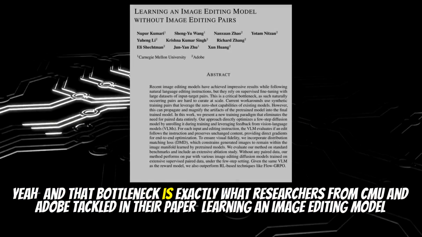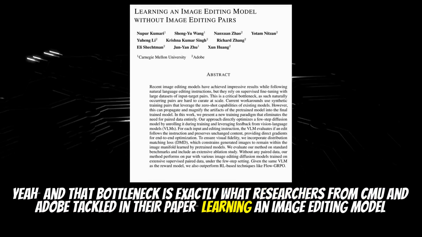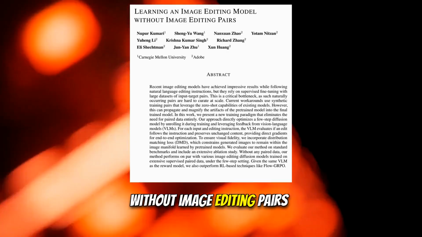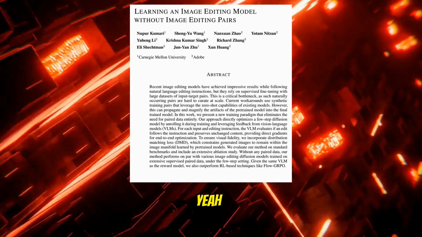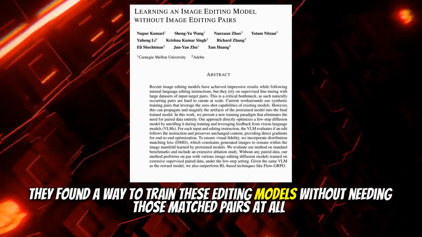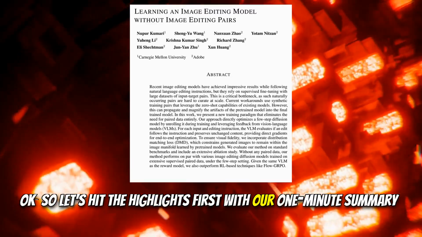Yeah, and that bottleneck is exactly what researchers from CMU and Adobe tackled in their paper, Learning an Image Editing Model Without Image Editing Pairs. They call the method NP-edit. And the core idea is pretty radical. Yeah. They found a way to train these editing models without needing those matched pairs at all. Okay, so let's hit the highlights first with our 1-minute summary. If you just need the quick version, here it is.